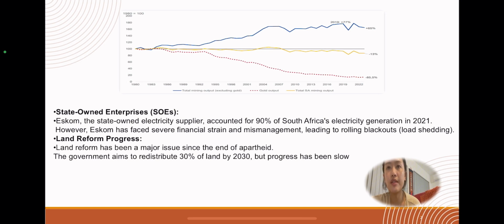Another area of concern is Eskom, the state-owned electricity utility. Eskom generates approximately 90% of South Africa's electricity, but has faced chronic financial mismanagement. In 2022, Eskom reported financial losses of about ZAR 24 billion. This has resulted in frequent power outages, or load shedding, which significantly impacts businesses, particularly in manufacturing and mining, an important consideration for businesses thinking of entering the market.